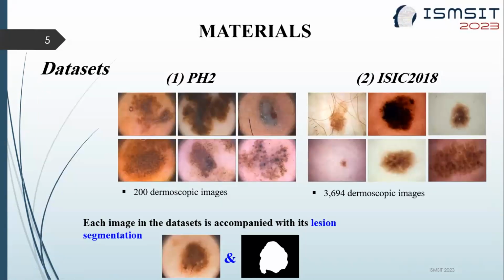Here, in order to train and evaluate the proposed framework, two benchmark medical datasets were collected and used. The first one was the PH2 dataset, and the second was ISIC 2018, and both of them contain dermoscopic images with a segmentation of each one. We see here an example of the images and their segmentation.